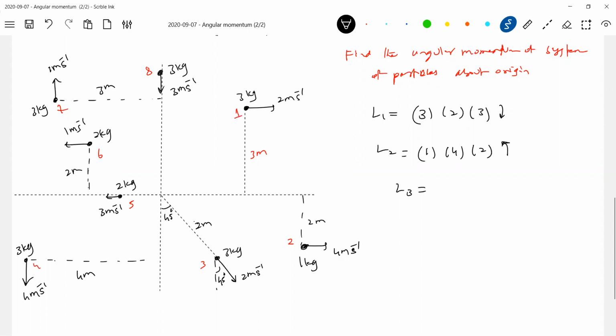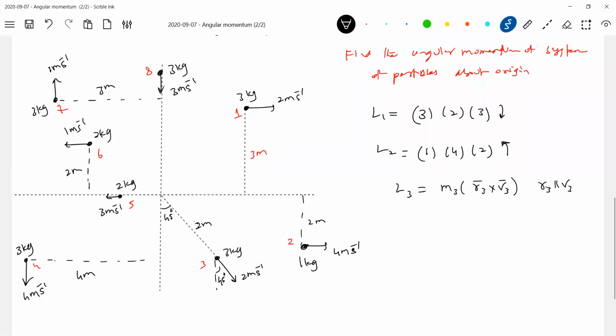Look at the angle between R bar and V bar. R bar cross M3 V3 bar. If you want to take M outside, totally outside, M3 R3 bar cross V3 bar. We are very sure that they're parallel, no?